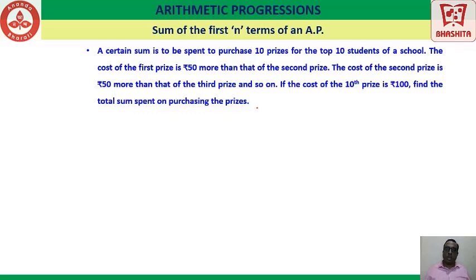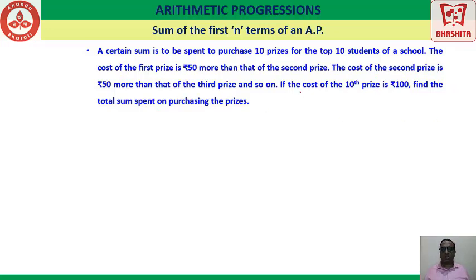You all know, obviously students, the first prize has to be costlier than the second prize. Second prize has to be costlier than the third prize. Of course, the 10th prize should be having the least price among the 10 prizes. Can you see, students? The cost of the first prize is 50 more than the second prize. Likewise, the cost of the second prize is 50 more than that of the third prize.